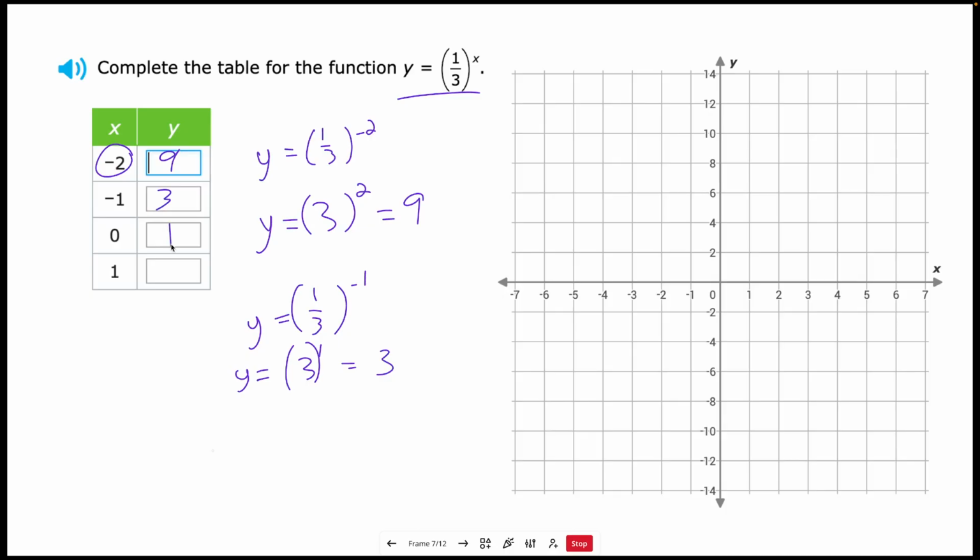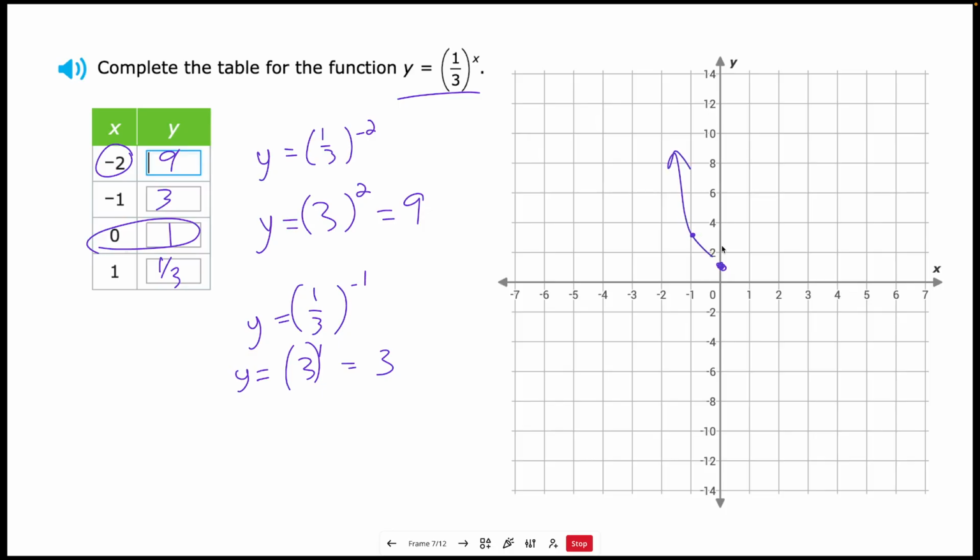1/3 to the 0 power is just 1. 1/3 to the 1 power is itself, so it's just 1/3. And then once again, choose maybe the two easiest numbers. Obviously, one of them is 0, 1. That one's super straightforward. And let's do -1, 3, which would be here.